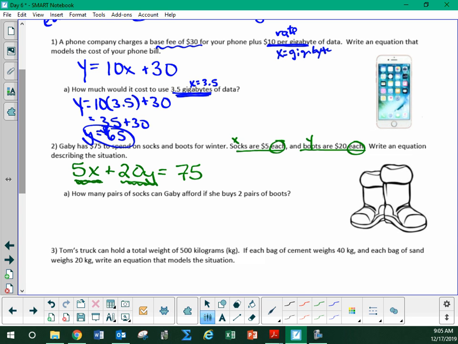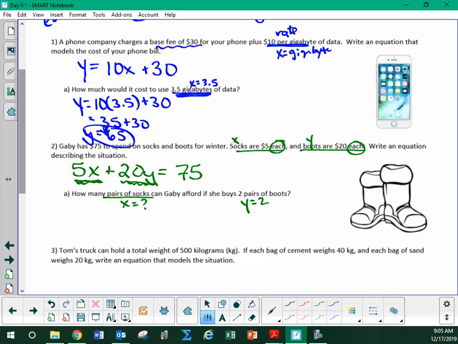All right, so then it asks, how many pairs of socks can Gabby afford if she buys 2 pairs of boots? Which one represents socks, x or y? X, good. So they're asking how many. We don't know x. But if she buys 2 pairs of boots, she's spending $40. So we're just going to plug in 2 for y and see what we get for x.